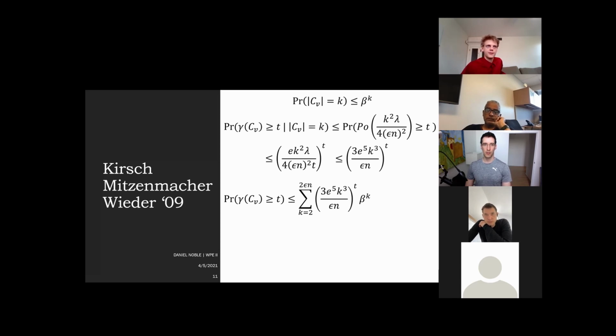And so now we can combine these two equations, the top equation and the bottom one, to create a bound on the probability of the cyclomatic number of a component.